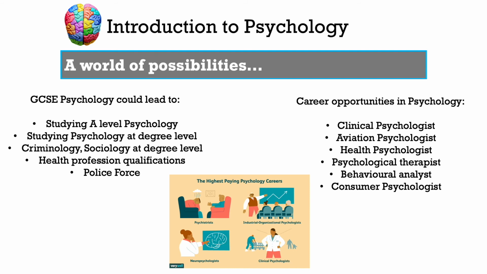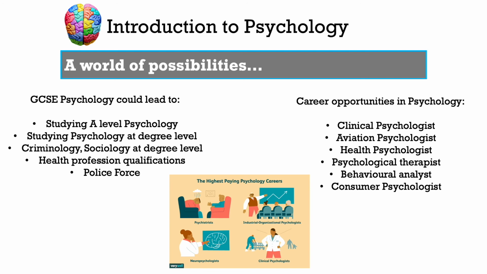For example, a clinical psychologist goes on to work with people around their emotions, their mental health and their behaviour, and looking at counselling and therapy approaches. A health psychologist might look at working with patients on addictions and developing healthy lifestyle habits.